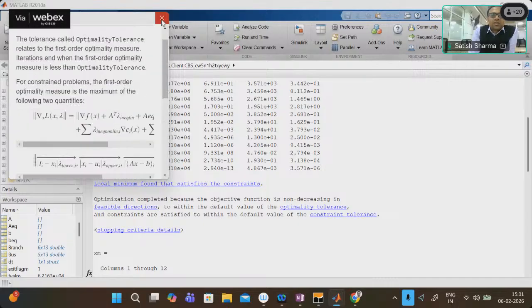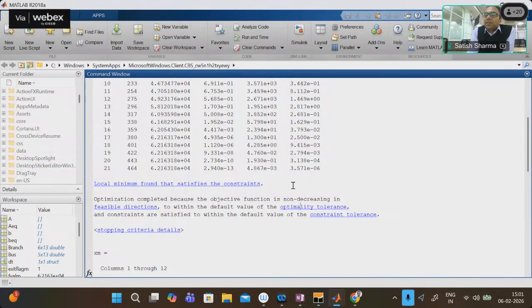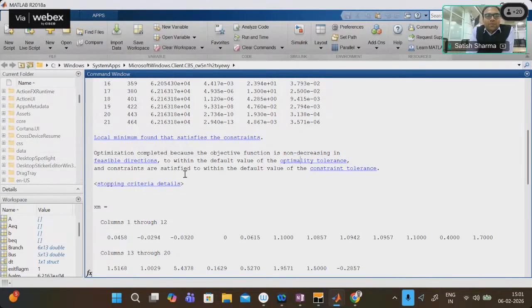You can just click it and read about it. Then constraints are satisfied by the default value of the constraint tolerance as well. So constraints are not exactly balanced. You can say that they are balanced to some extent, and some tolerance was given, let's say 10 to the power -4 or -6 is the tolerance.